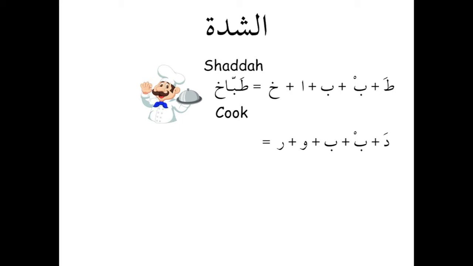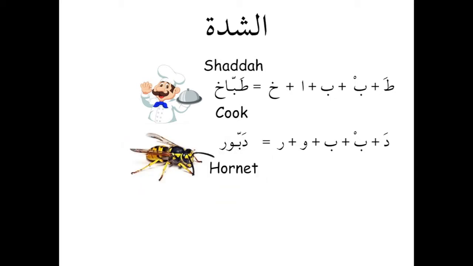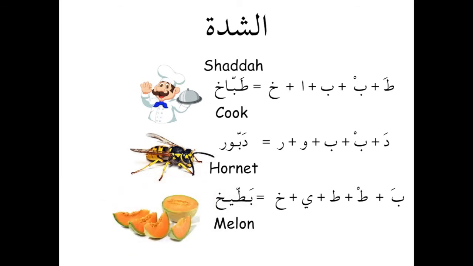Okay, this word would add up to be دبور, دبور, which means a hornet. The second ba here is modified by the long waw, so we don't need to add anything to the shadda. دبور. And finally, this would be بطيخ, بطيخ, which means cantaloupe melon.